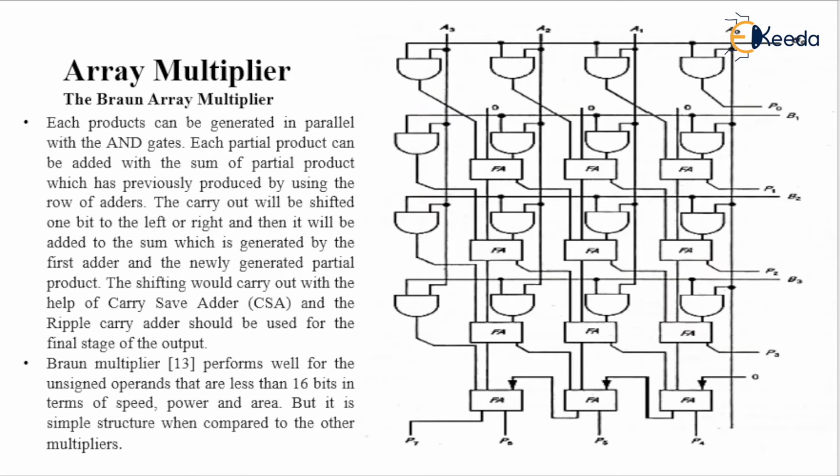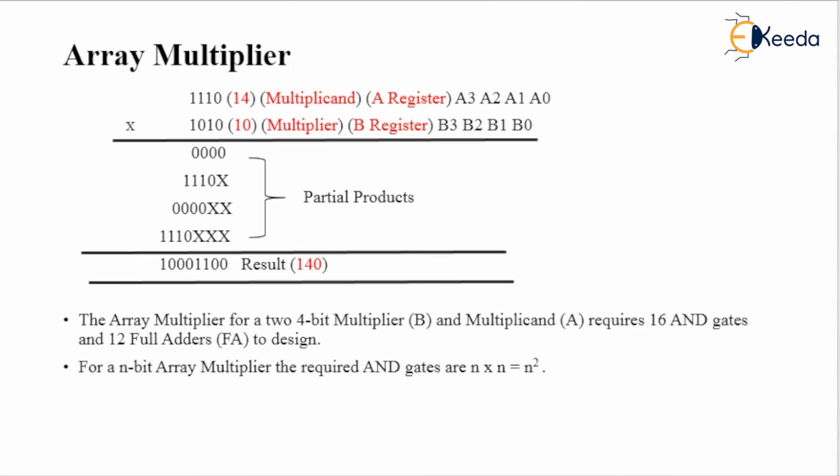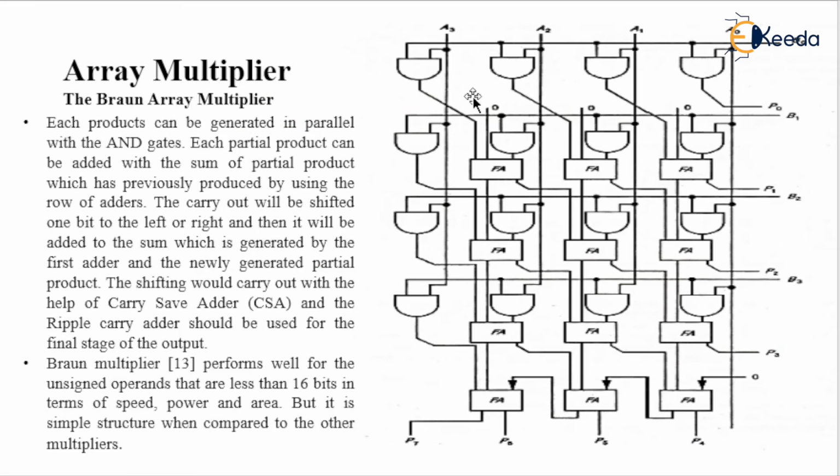See carefully here. As I said, it requires 16 AND gates and 12 full adder circuits to design. That's the reason I took 16 AND gates here: 1, 2, 3, 4, 5, 6, 7, 8, 9, 10, 11, 12, 13, 14, 15, 16. So 16 AND gates are used here with 12 full adders: 1, 2, 3, 4, 5, 6, 7, 8, 9, 10, 11, 12. 12 full adders are used here.